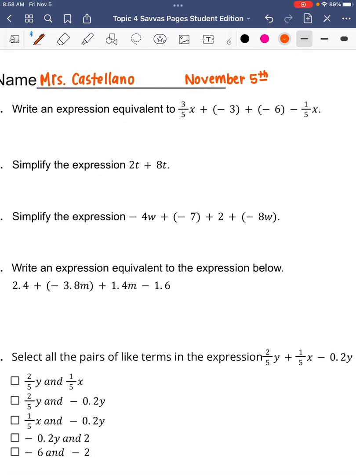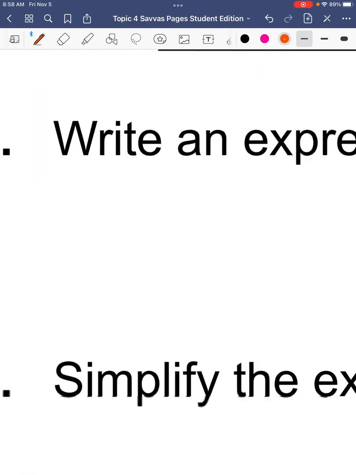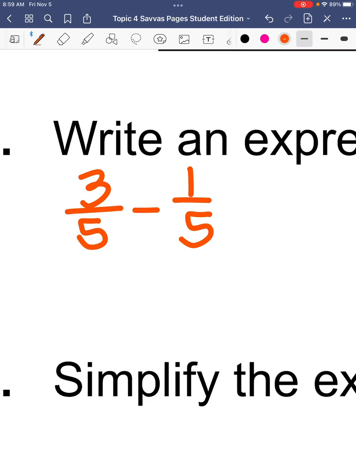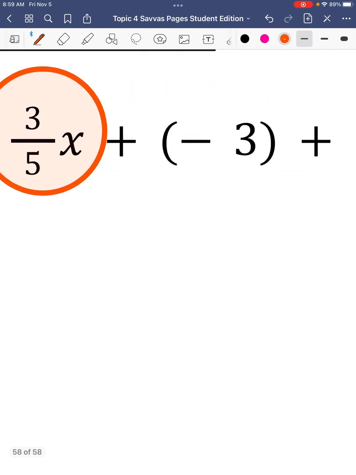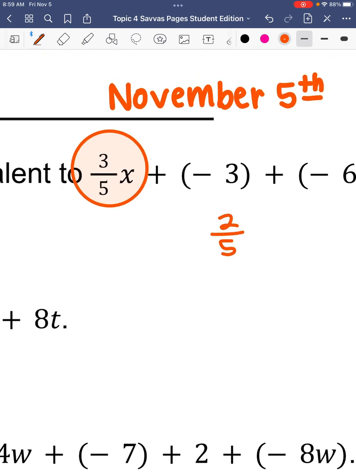So starting with number 1, write an expression equivalent to 3/5 x plus -3 plus -6 minus 1/5 x. So I'm going to identify my like terms first, the terms that have the same variable. So I see I have 3/5 x minus 1/5 x. Now I can put this into my calculator, but because they have the same denominator, this is really easy to do in my head. So we have 3/5 minus 1/5. And 3/5 minus 1/5 gives me 2/5. And the x stays with that. So we're going to have 2/5 x.